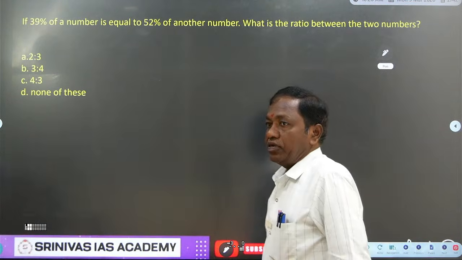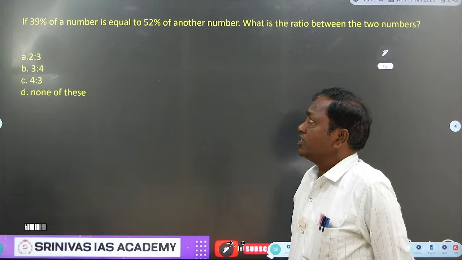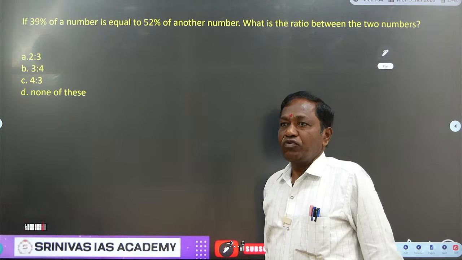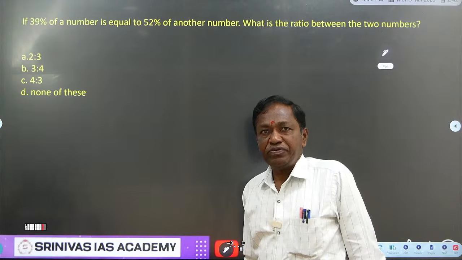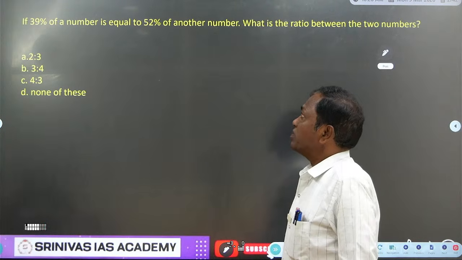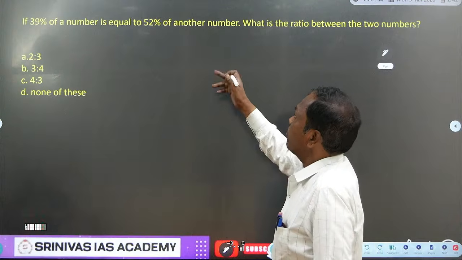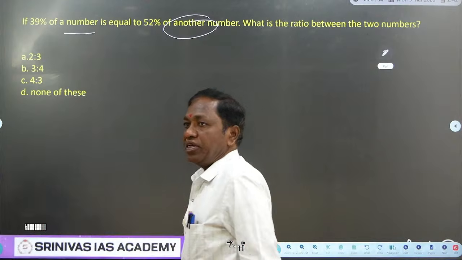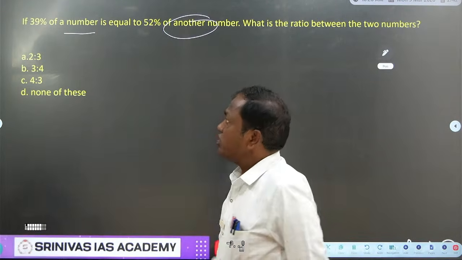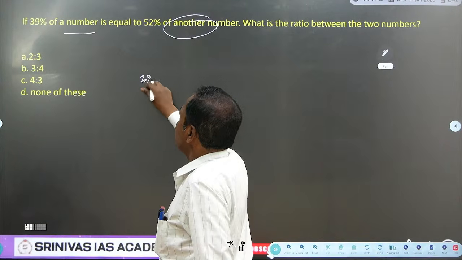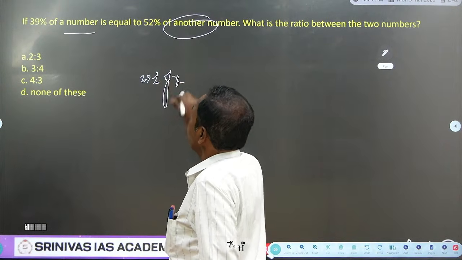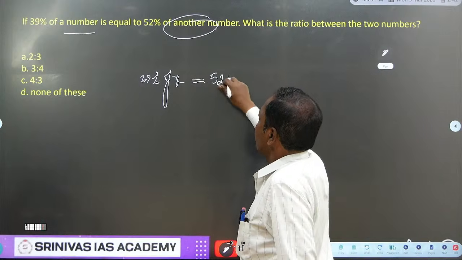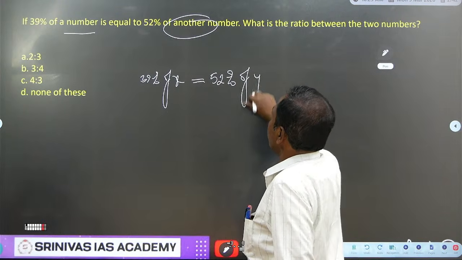And now you can see, 39% of a number is, whenever you say the is, that is equal to. 39% of a number we do not know, let the number be x. 39% of a number is equal to 52% of another number. See that number, another number. There are two different numbers. First number can be 39% of x is equal to 52% of another number. Let the number be y.